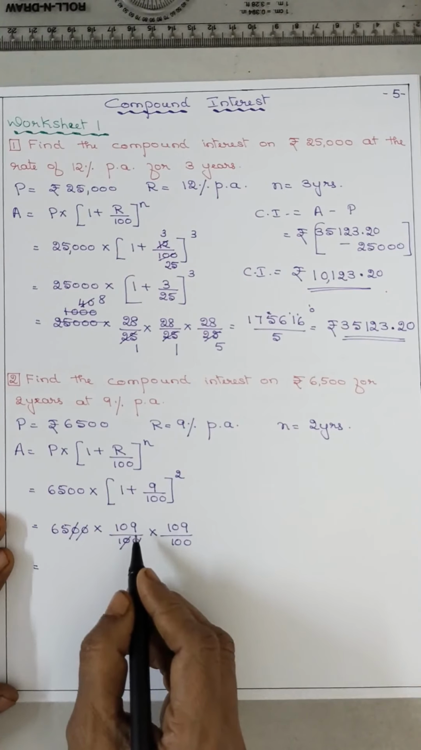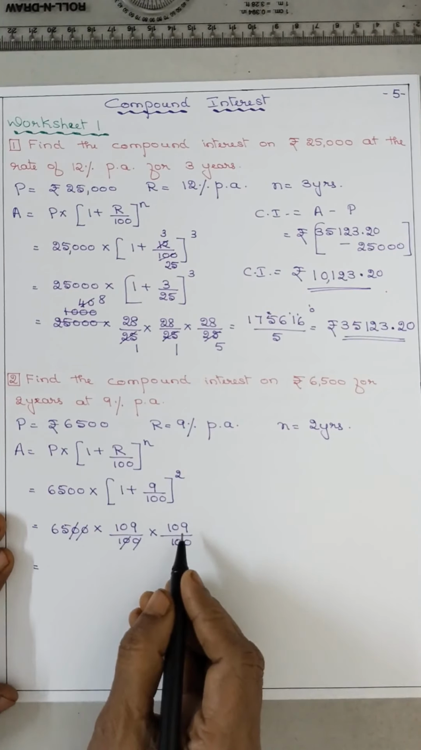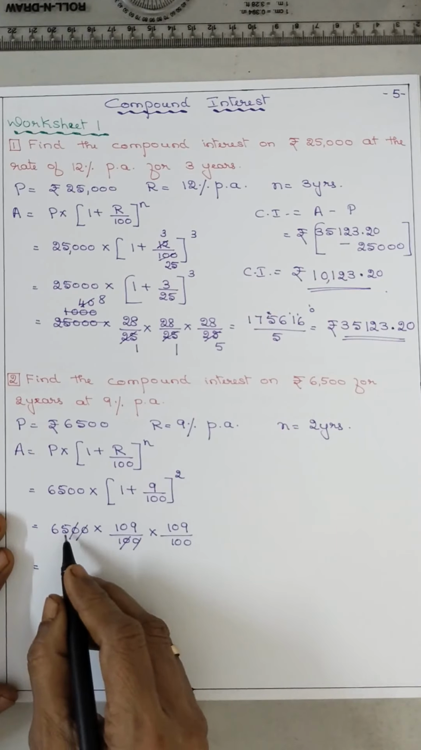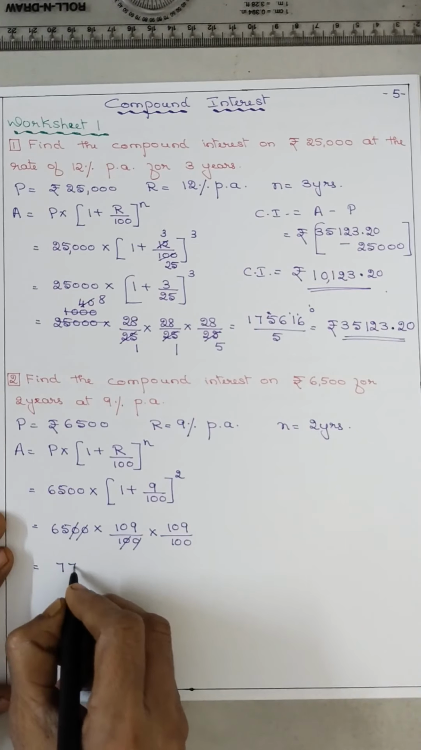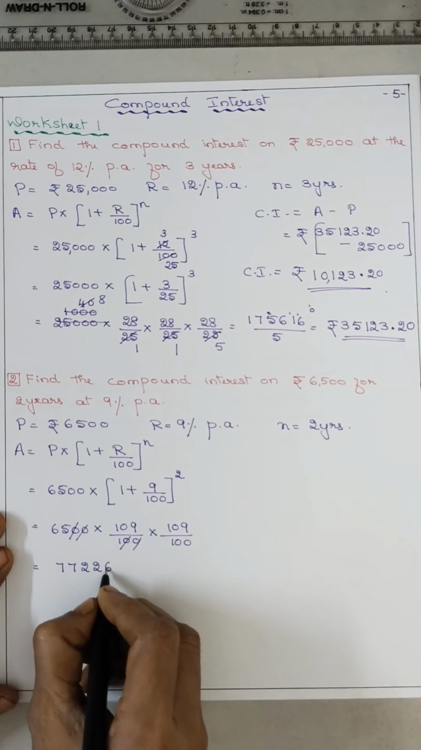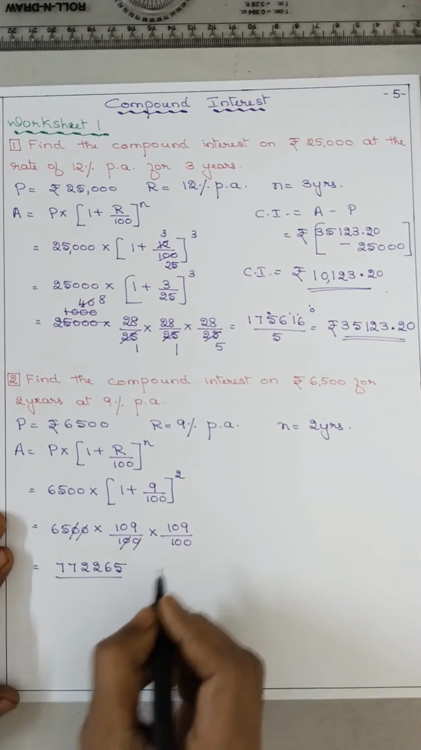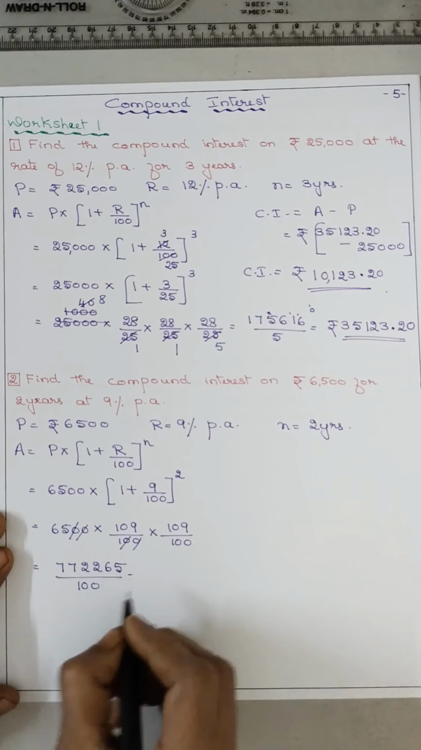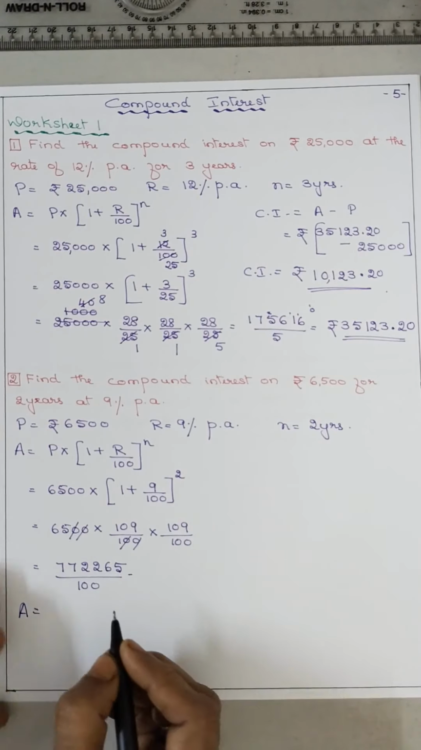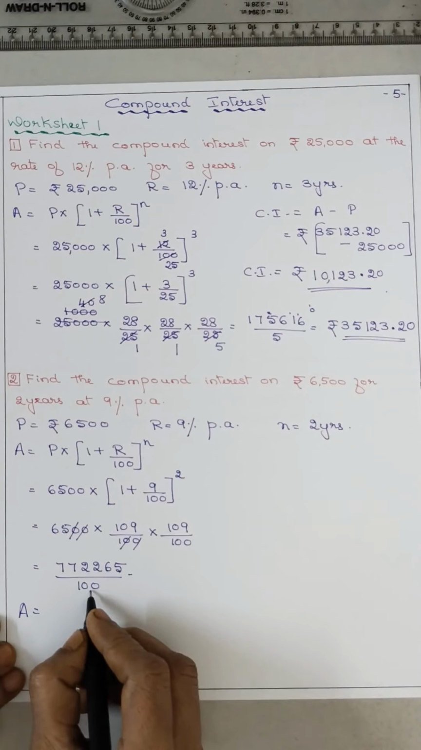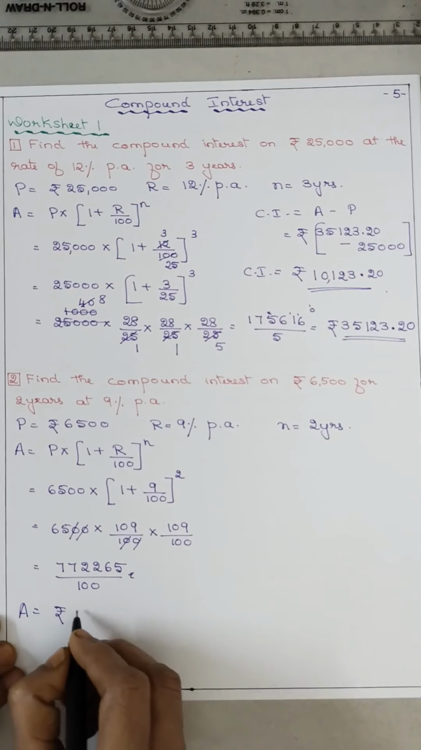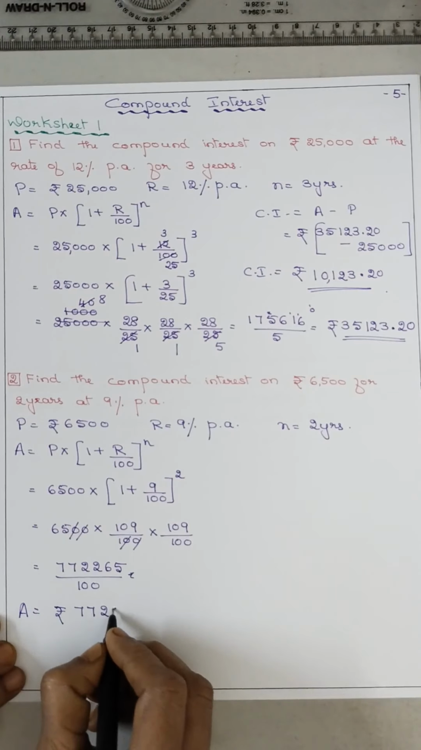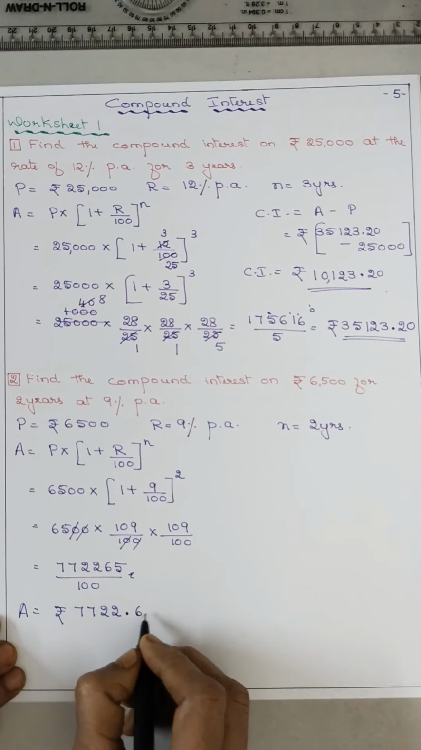So 109 multiplied 2 times and then multiplied by 65. So you will get 77265 upon 100. That means you will get A is equal to 2 decimals, isn't it? 2 zeros, 2 decimals. That means rupees 7722.65.